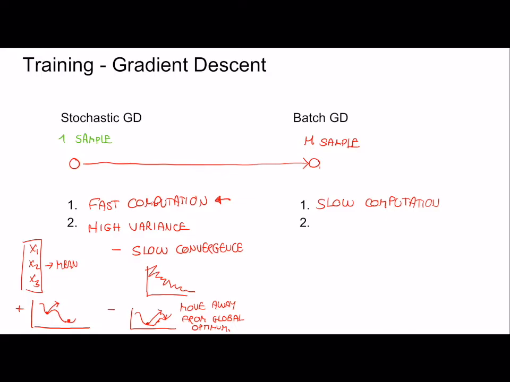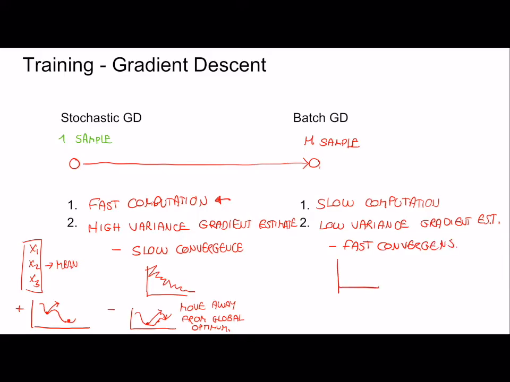But then the good thing is that we get a very low variance gradient estimate. And this is actually good, right? Because now instead of having a slow convergence like before, the convergence is less noisy, so it converges faster. Now we might need fewer steps to converge to the solution because our training curve will be much more smooth.